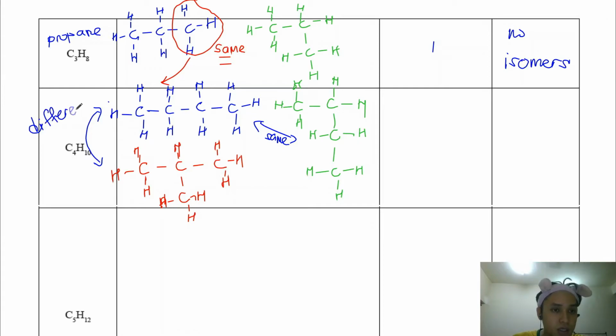Because if you look at the main chain, you will notice that something is different. Here, my main chain is 4 carbons: 1, 2, 3, 4. Here is also the same thing: 1, 2, 3, 4. So technically, I'm just rotating the thing. There's not much difference. However, here my main chain is not 4 carbons anymore, because my main chain is here, carbon 1, 2, 3. This one is already my side chain.